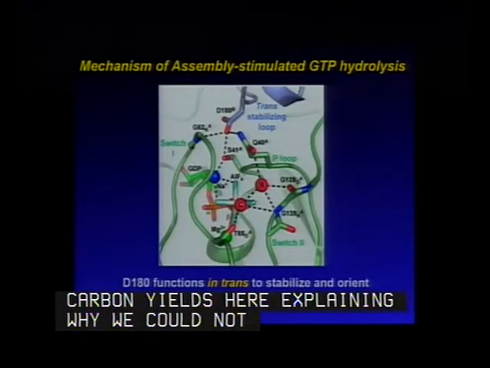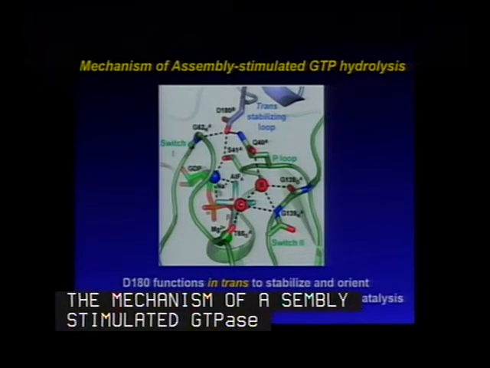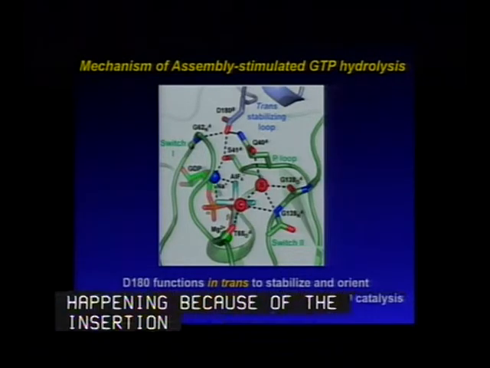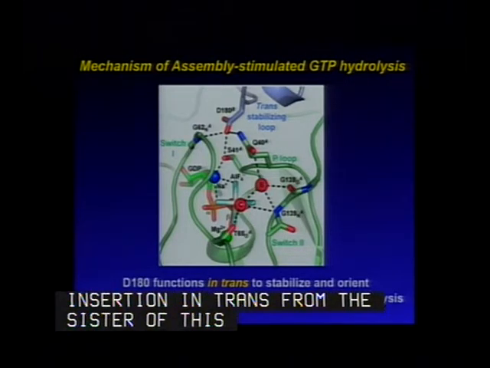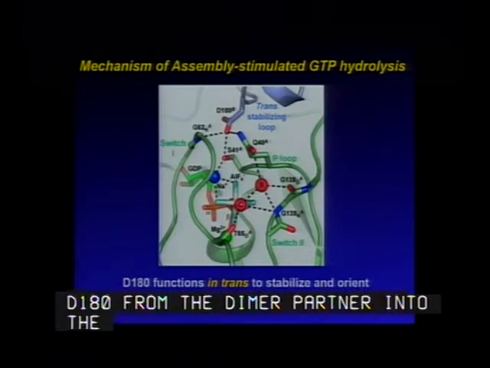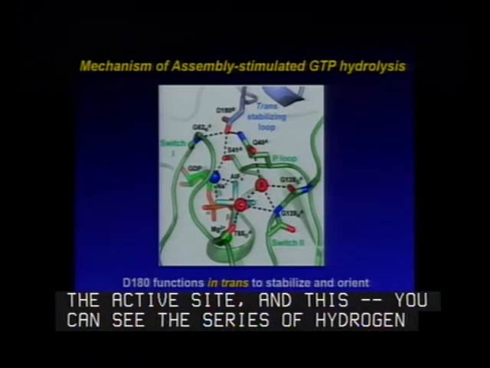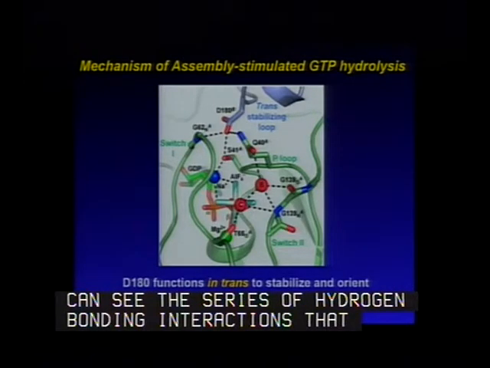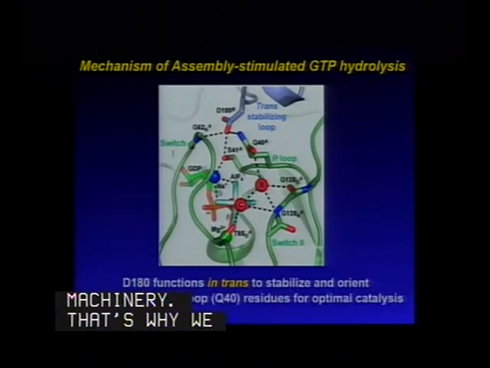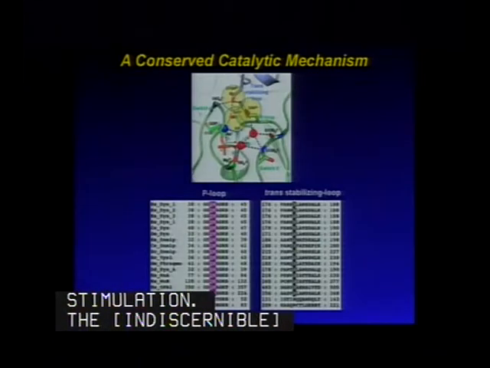The mechanism of assembly-stimulated GTPase activity is happening because of the insertion in trans from the other sister of this dimer, of this D180 from the dimer partner into the active site. And you can see this series of hydrogen bonding interactions that reorient and stabilize the catalytic machinery. That's why we get about 100-fold stimulation. You see switch 1 moving into place, the P loop, switch 2, positioning everything for optimal catalysis.